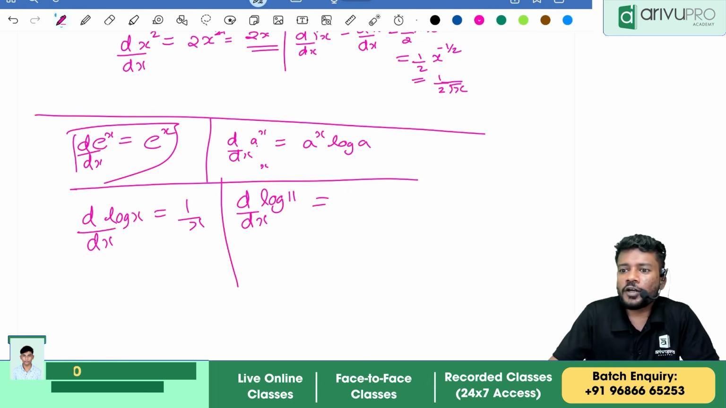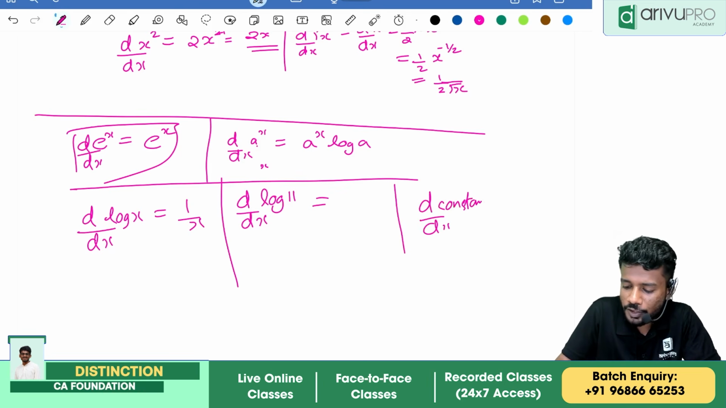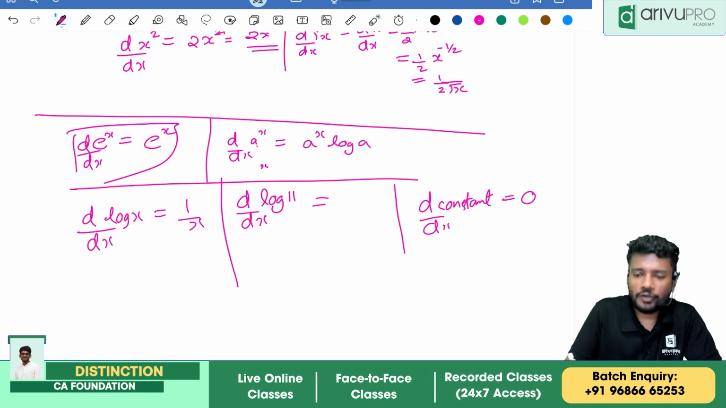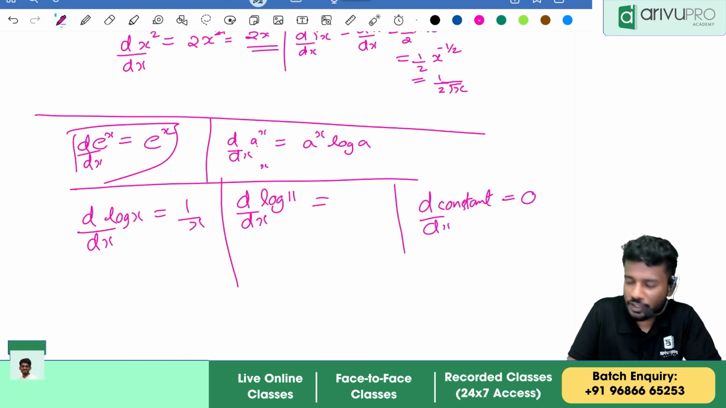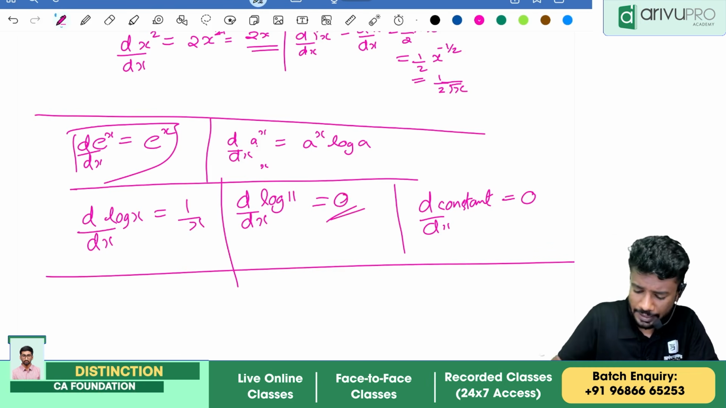Log 11 is a constant value. Derivative of a constant is what? 0. Make a note, it is equal to 0. Then derivative of log 11 will be what? 0, because it is constant. Yes. Next thing.